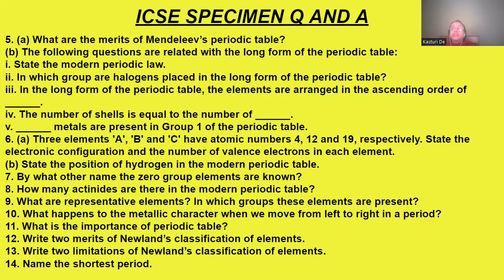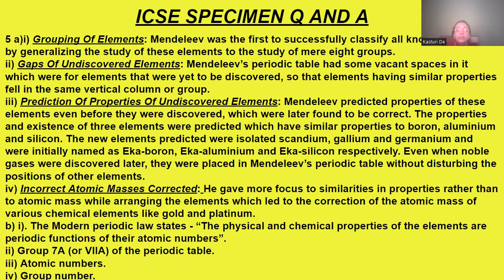Now, what are the merits of Mendeleev's periodic table? So let's see. In Mendeleev's periodic table, there are 4 points. That is, the grouping of the elements is done. Gaps for undiscovered elements are left. Prediction of properties of undiscovered elements. Then incorrect atomic masses have been corrected in Mendeleev's periodic table.